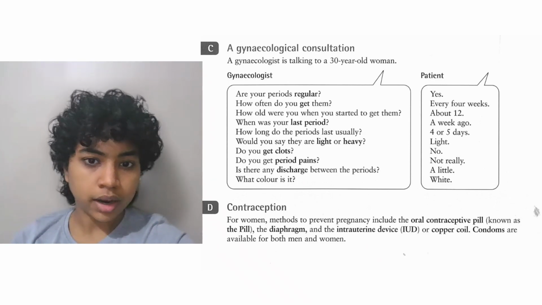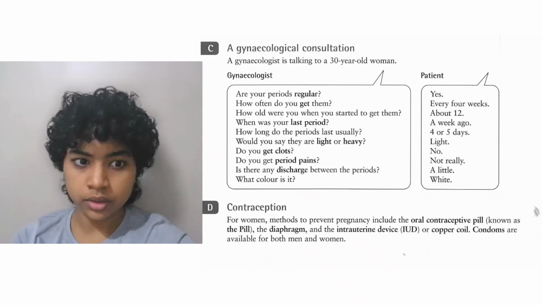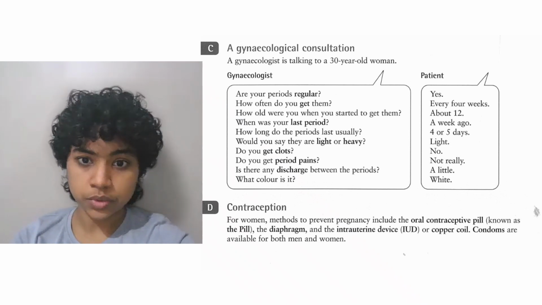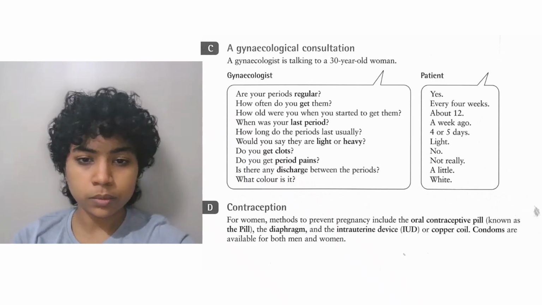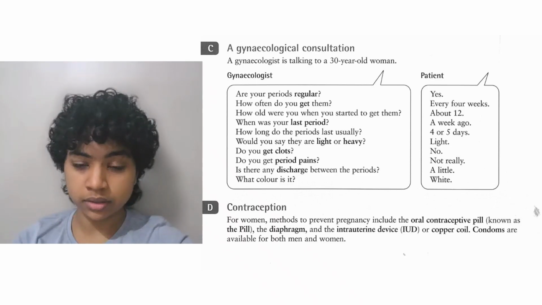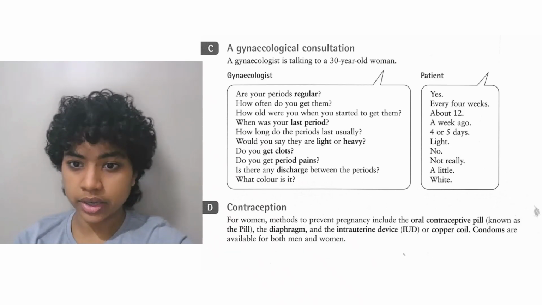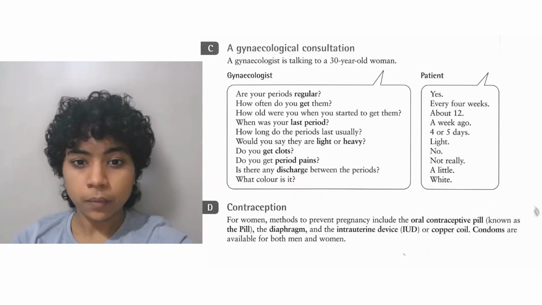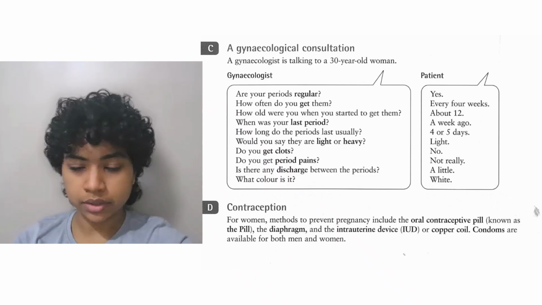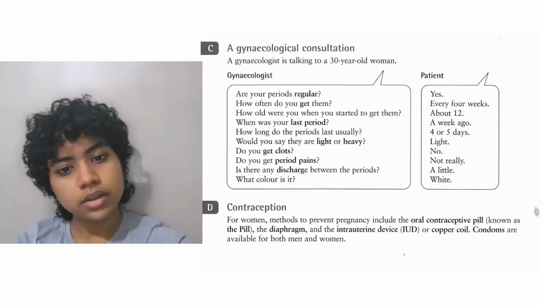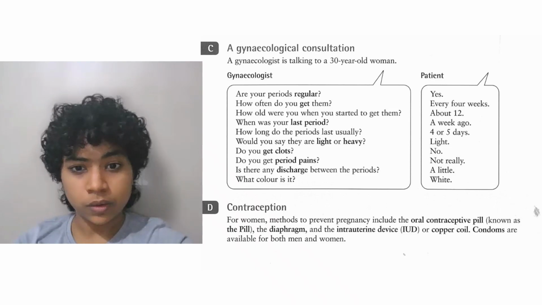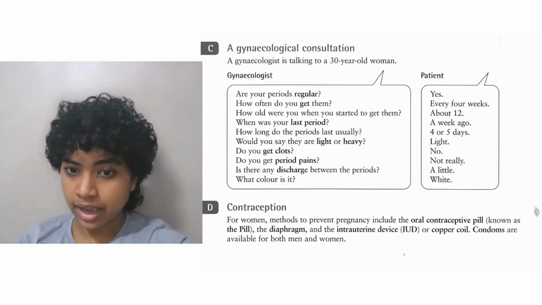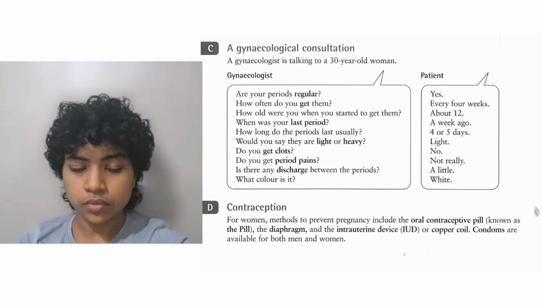Are your periods regular? Yes. How often do you get them? Every 4 weeks. How old were you when you started to get them? About 12. When was your last period? A week ago. How long do the periods last? Usually 4 or 5 days.